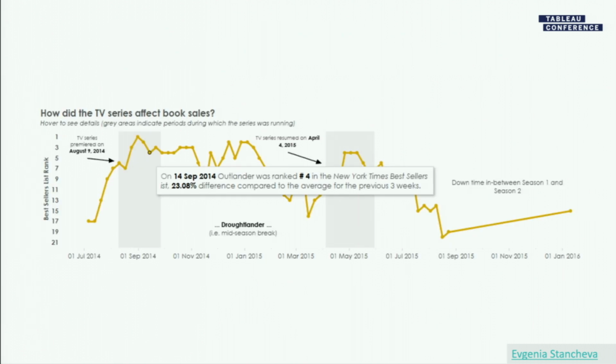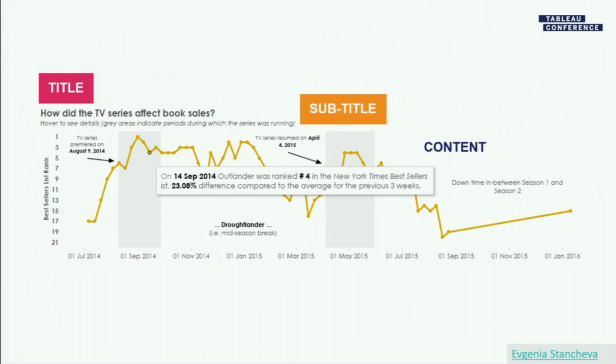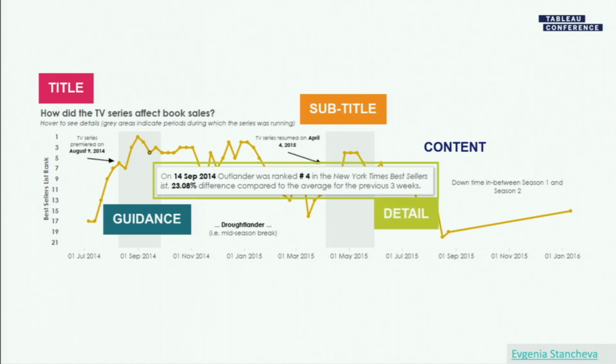If we look at the focus, which is my favorite part of this dashboard, you can see the title clearly asks the question, how did the TV series affect book sales? Typically, I find using a question as a title header is the most effective. And then we have the subtitles, the content presenting the data, the guidance in the form of annotation and reference line, and finally, the details in tooltip.